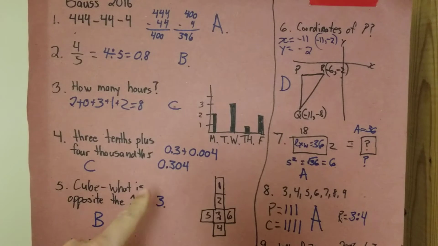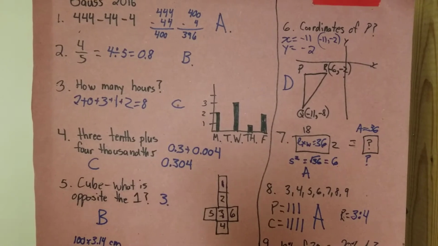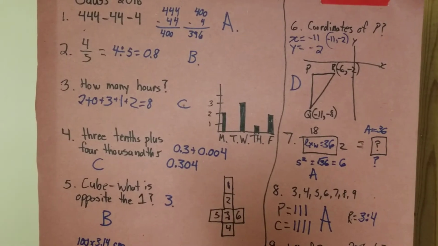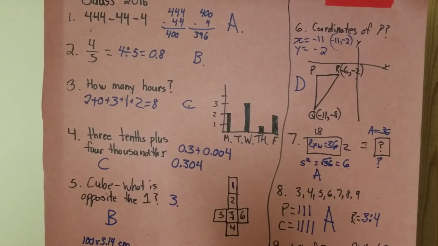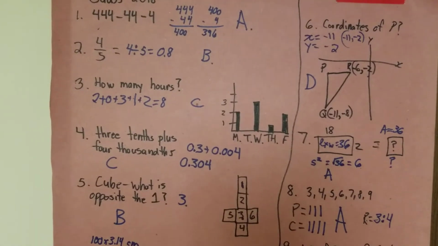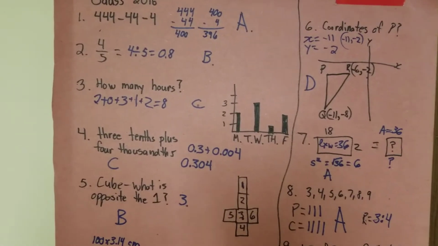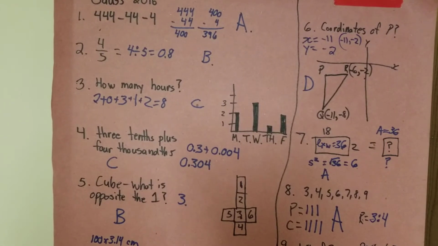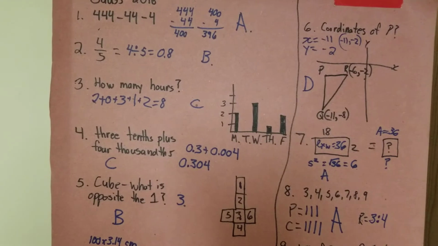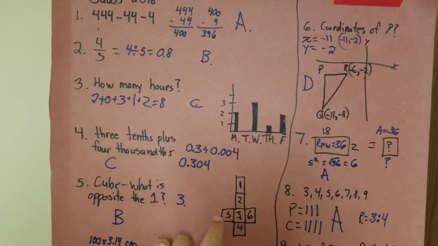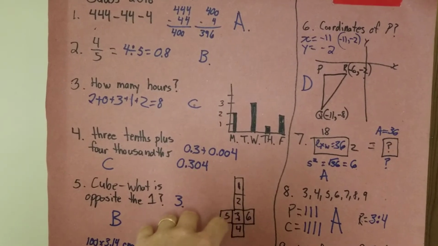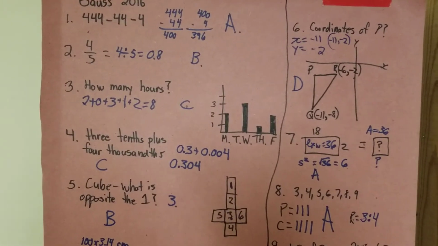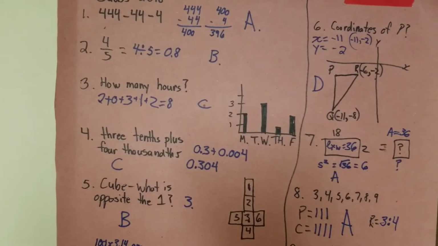So what is that as numbers? 0.3 and 0.004. Add those together, I get 0.304, which is answer C. Number 5, I have a cube there. Again, my beautiful artistic cube. And they're saying if you actually folded it, if you cut it out and folded it, what would be the opposite of number 1? So 4 would be a side, 5 would be a side, 6 would be a side, and 2 would be a side, and 1 would be underneath. So the opposite of 1 then would be 3, and that would be B.